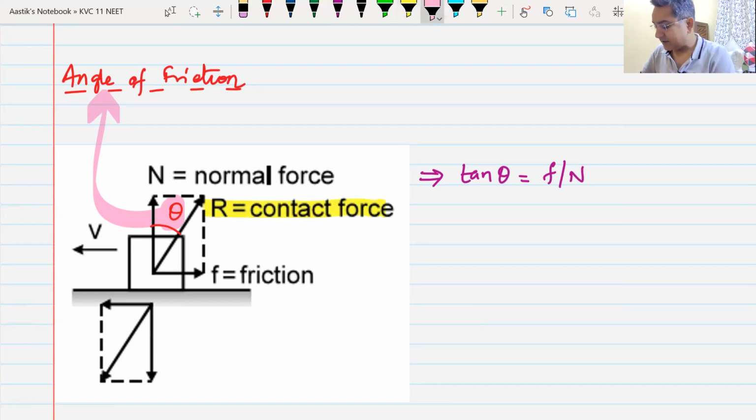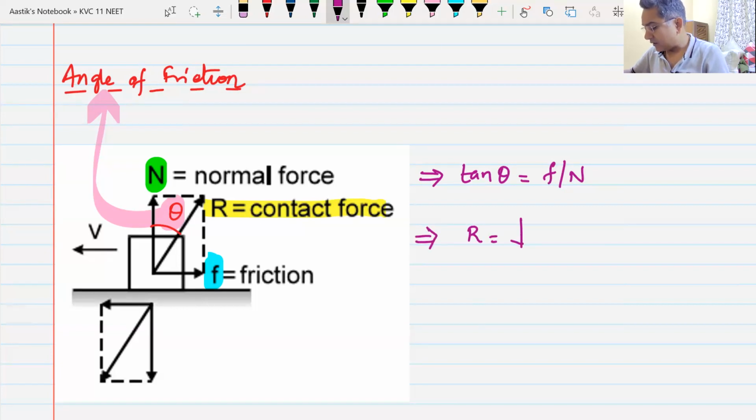You must remember that this reaction force has two components. One is the normal reaction force, the green one. One is the friction, which is F. Now, these are components of the reaction force. So from vector addition, we can find out the value of this reaction force or contact force. The value of R, the reaction force or the contact force, will be equal to the square root of F square plus N square.